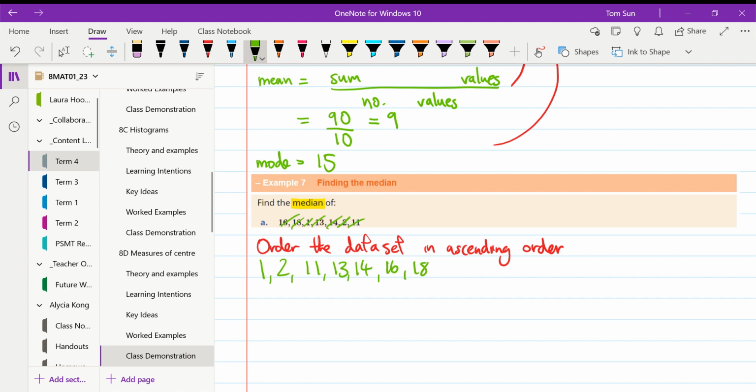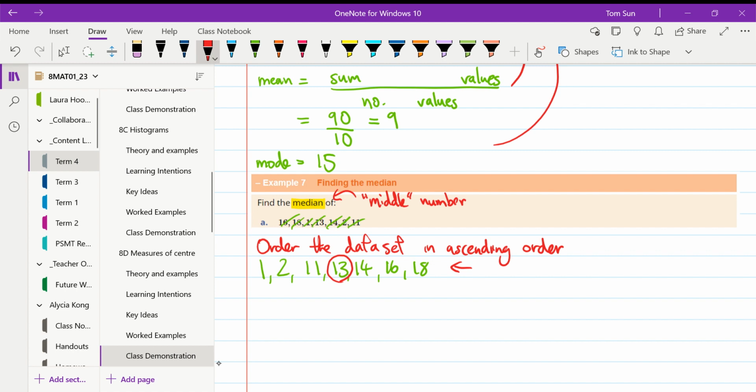Okay, here's what the median means. The median number is just the middle number. It's the number that is in the middle of a data set that has been ordered in ascending order. So in this data, it should be clear for most of you that 13 is the middle number. Look at the set of numbers here. There's 3 on either side. So 13 is the middle number.